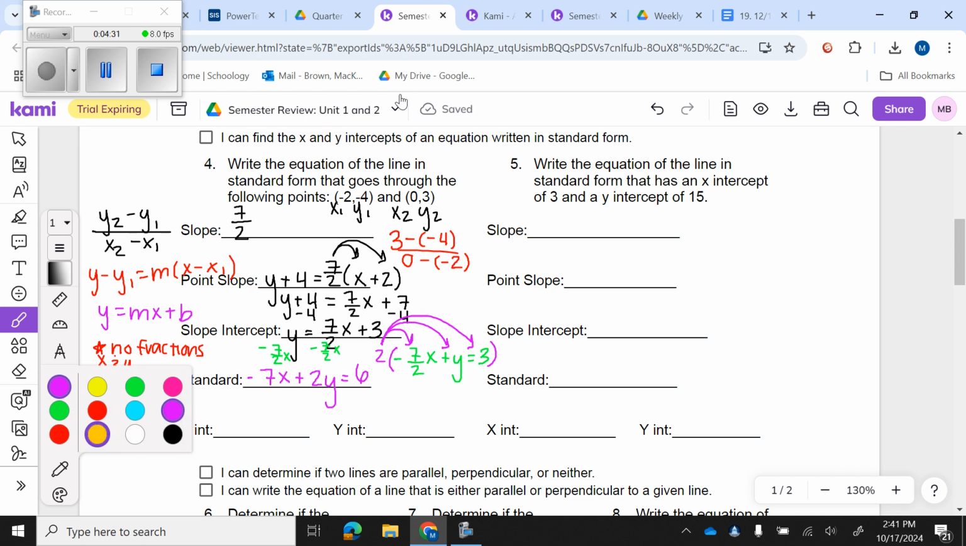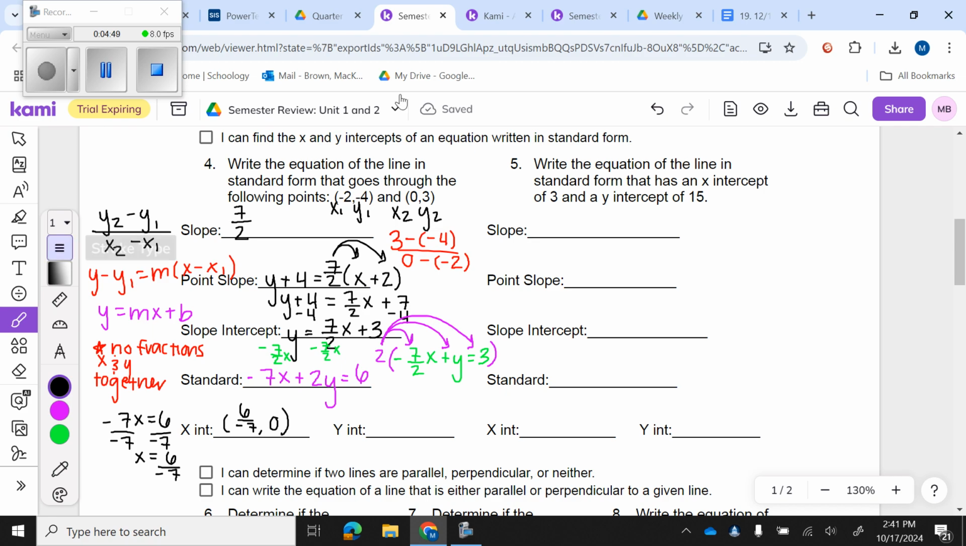To find my x-intercept, that means your y is 0, so you're going to end up having negative 7x equals 6. Divide both sides by a negative 7, and you're going to have x equals 6 over negative 7. Remember, you've got to write that as a point.